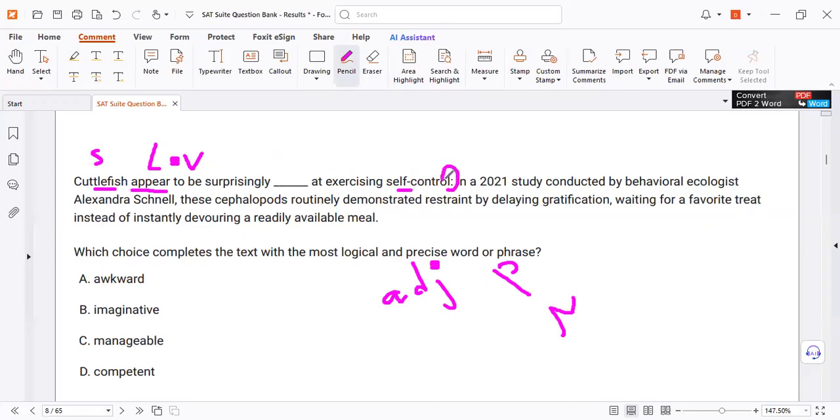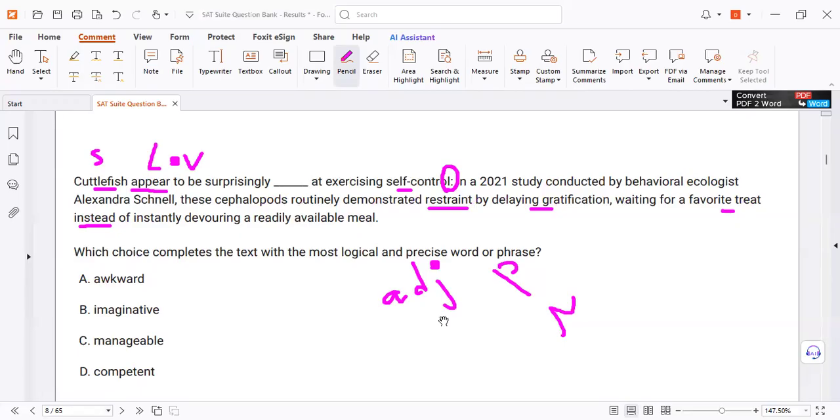We have an explanation after the comma, as you know in writing, to tell you what it was. So this explanation says cuttlefish was equal, imaginative, manageable, or competent. A study conducted by behavioral ecologists demonstrated restraint by delaying gratification, waiting for a favorite treat instead of instantly devouring. So that means it's competent.